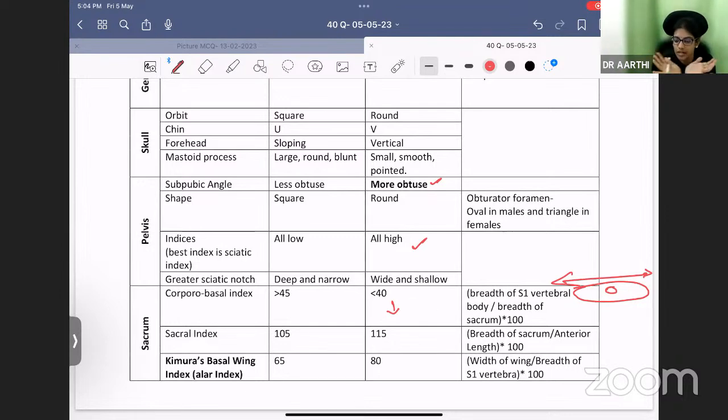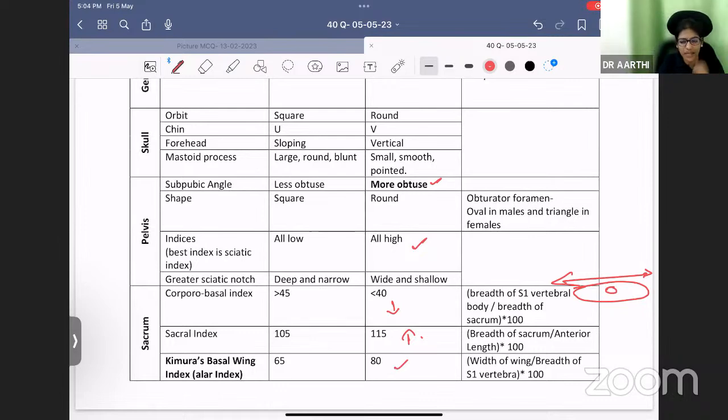Since their breadth is very high, the anterior posterior length is comparatively small. The sacral index is breadth divided by length, so the numerator is high and the sacral index will be high. Then for the Kimura index, you take only the wing. Females have a bigger wing. If you take only the wing divided by the vertebral body in the center, of course females will have more than 80.